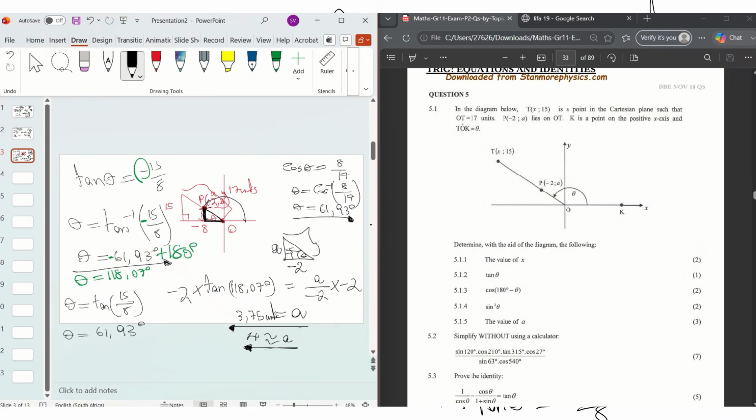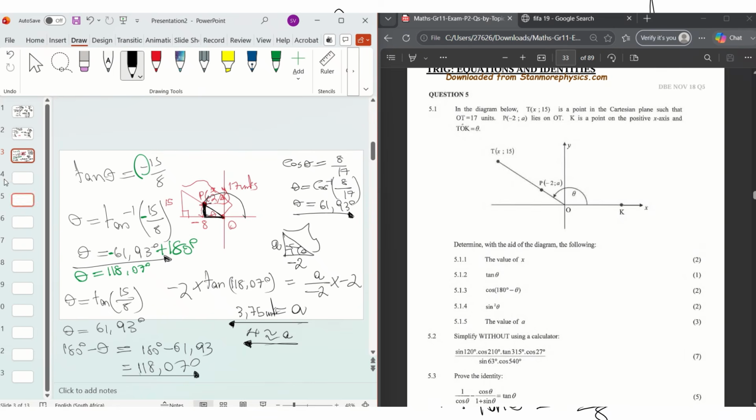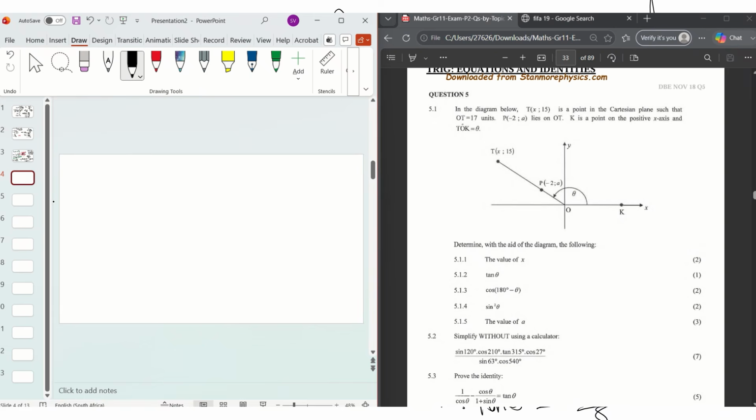So what must you do now? Because the second quadrant, it's 180 minus theta, remember. So now you just have to subtract this angle from 180, which will be 180 minus 61.93. That will give you 118.07 degrees. You could also do it this way, depending on which one you prefer. Okay, so let's move on to the next one.